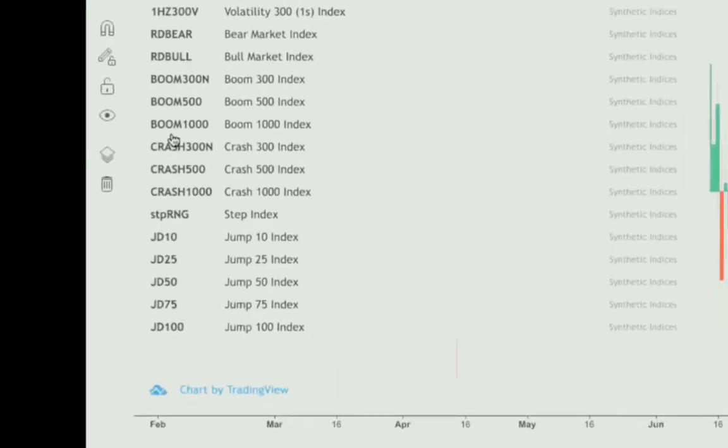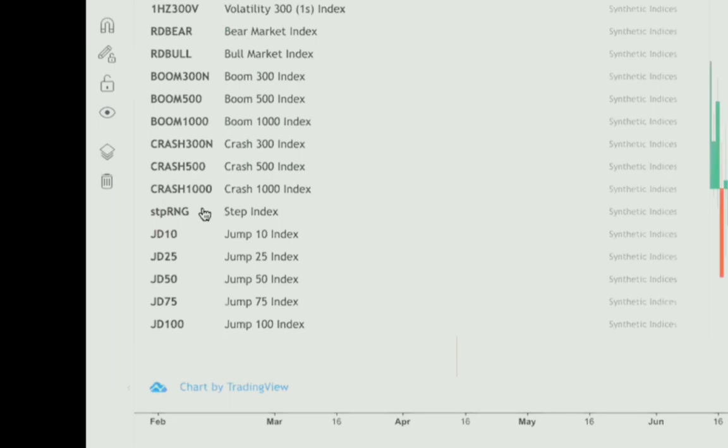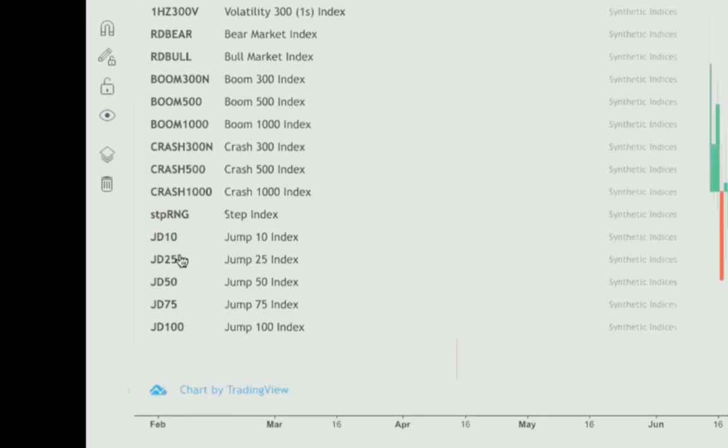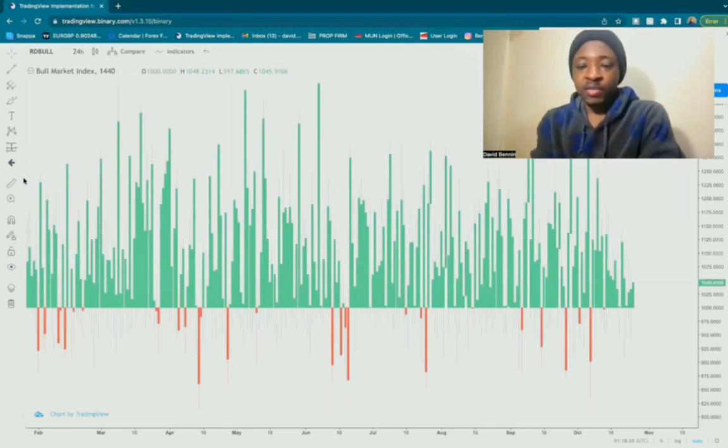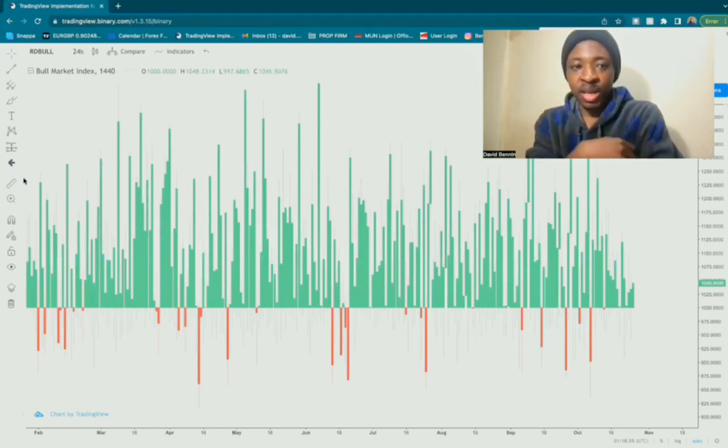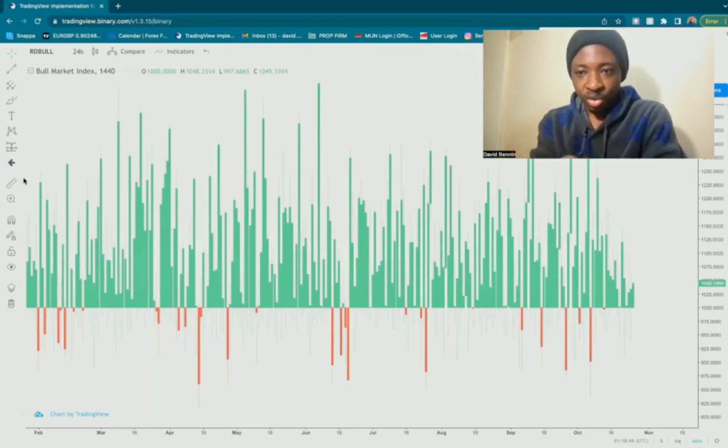We have the boom indexes, boom and crash. We have boom 300, 500, and 1,000. Same for crash: 300, 500, and 1,000. We have the step index, and then we have jump 10, 25, 50, 75, and 100. I'll do a separate video where I'll explain the various instruments, the lot size requirements, what you should trade with different account sizes, and all those kinds of things.